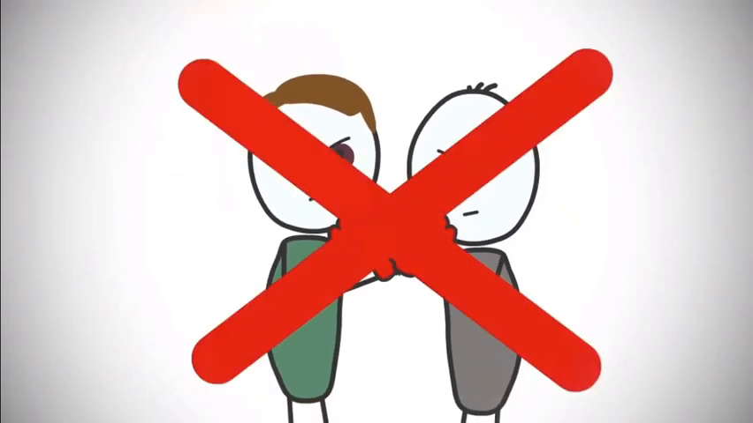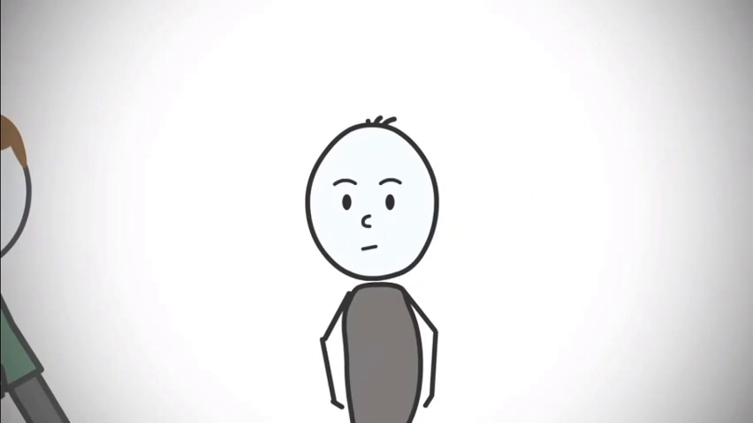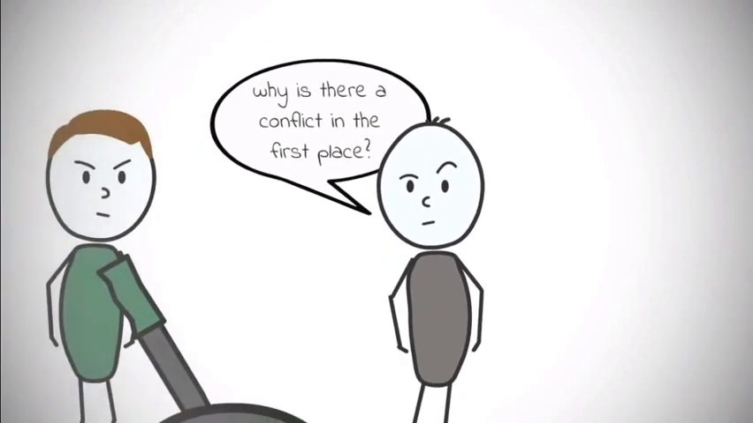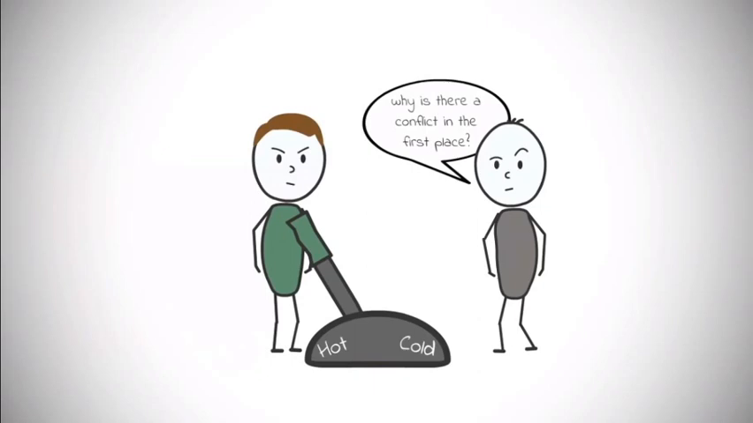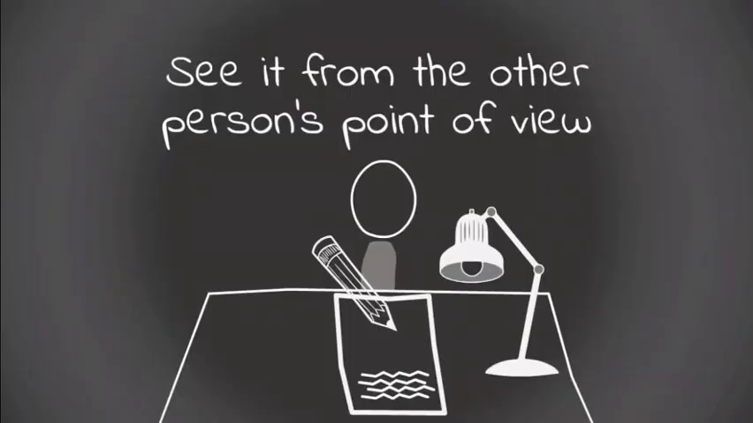Now, when a conflict occurs, there are steps you can take to solve it constructively. The correct way would be to take a step back and ask yourself some challenging questions. Start by asking yourself, why is there a conflict in the first place? Simply thinking about the cause of the conflict could be enough to give you the solution. It may help to write it down or discuss it with someone, but if that doesn't shed any light, then try seeing it from the other person's point of view.